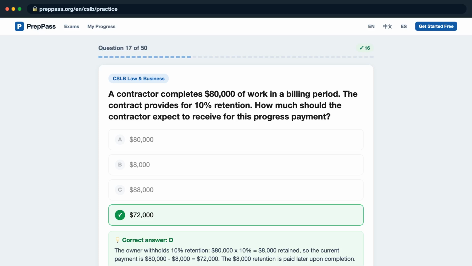The owner withholds 10% retention. $80,000 x 10% equals $8,000 retained, so the current payment is $80,000 minus $8,000 equals $72,000. The $8,000 retention is paid later upon completion.